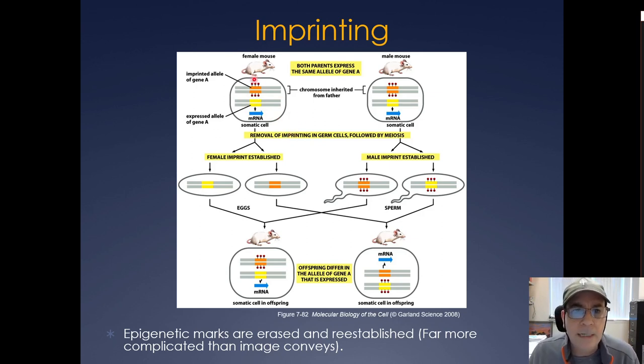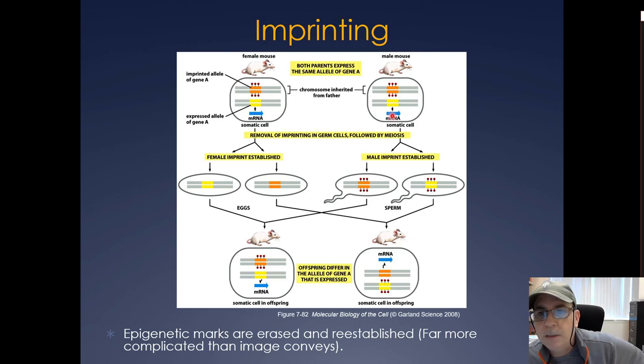And so in this case, you'll have an imprinted allele, and only one gene is expressed, either from the maternal copy or from the paternal copy, while the other copy is oftentimes epigenetically silenced. Okay, so this is inherited from the father in both the female and the male mice, so only the maternal copy of the gene is expressed.